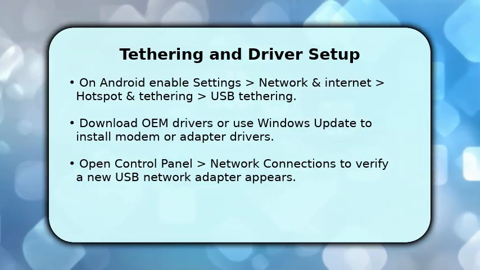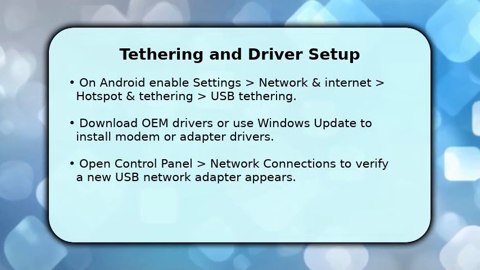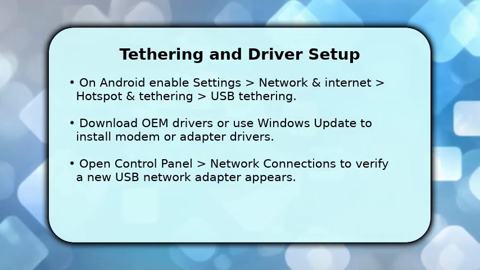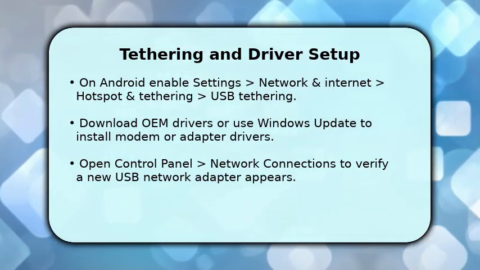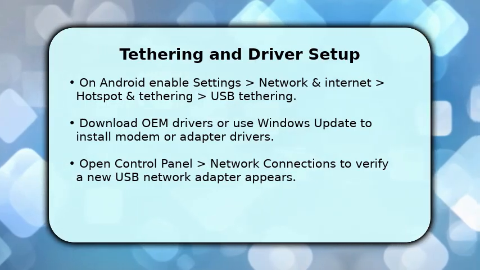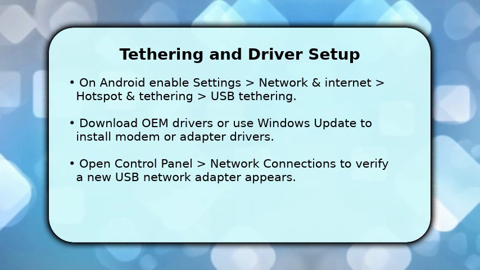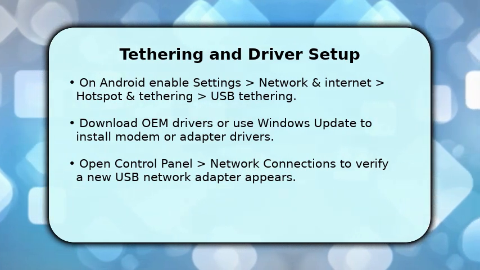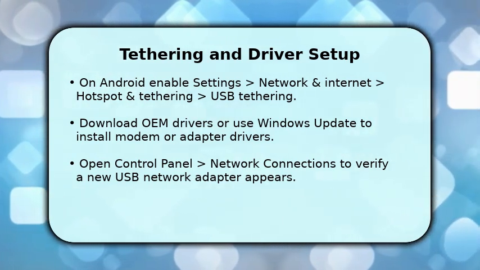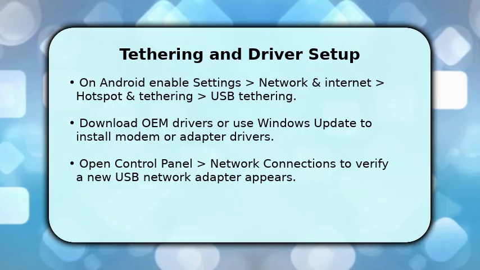For USB modems, plug the modem and install OEM drivers or run Windows Update to locate drivers automatically. After drivers install, open Control Panel and check Network Connections for a new USB network adapter. Configure the connection by opening Network and Sharing Center and choosing Adapter Settings.